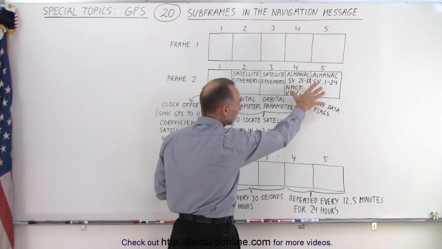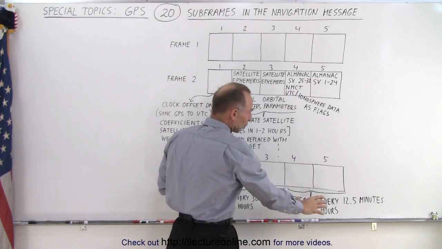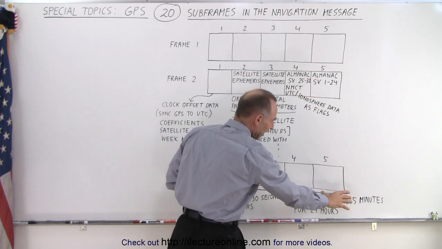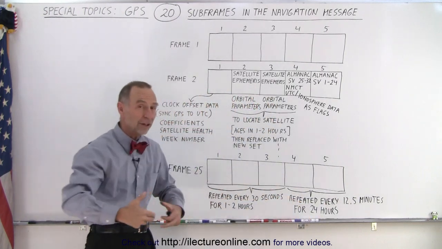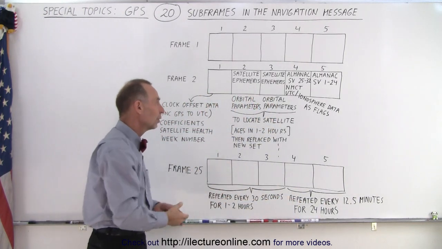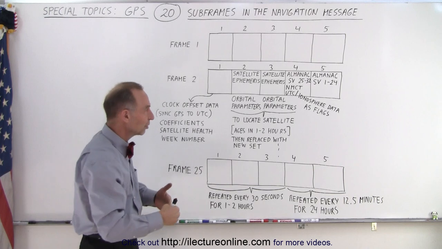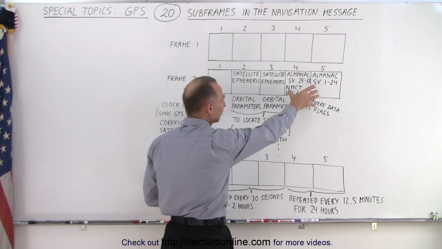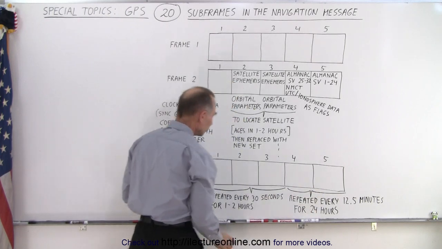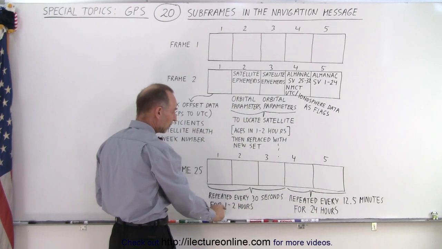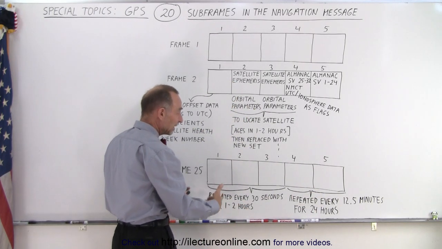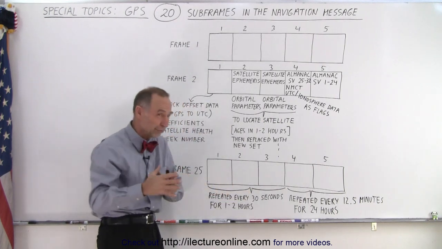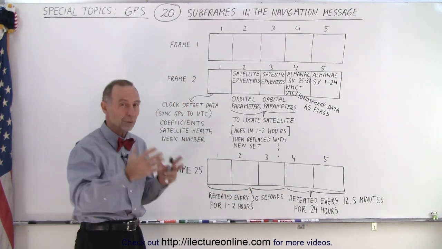This data stays good for about 24 hours, so this gets repeated for 12 and a half minutes for a period of 24 hours, after which new data is loaded into the satellite from the ground station, and then the satellite begins to transmit the new data. Every 24 hours, it gets renewed. Notice that here we have data that needs to be repeated every 30 seconds, but that only stays good for 1 to 2 hours. Then we go to a new set of data.